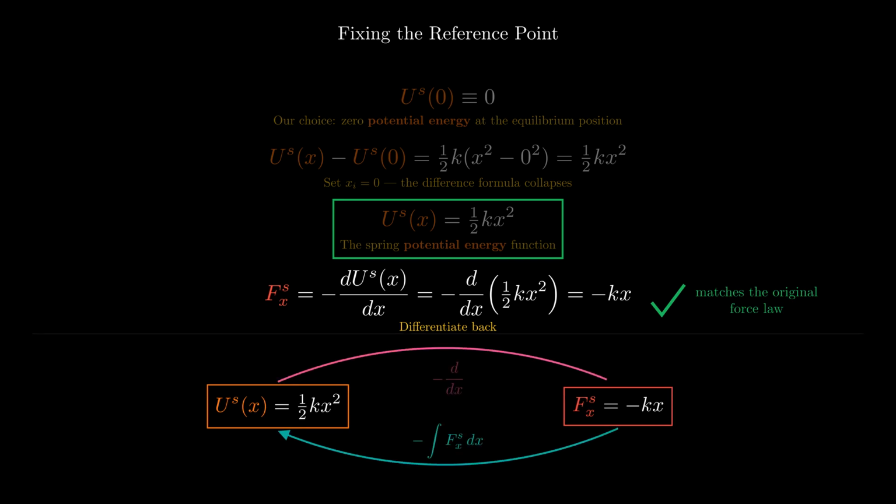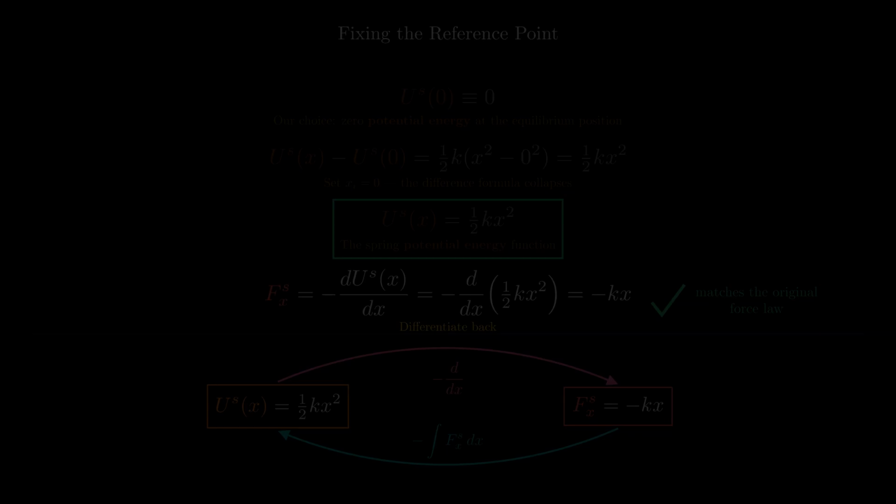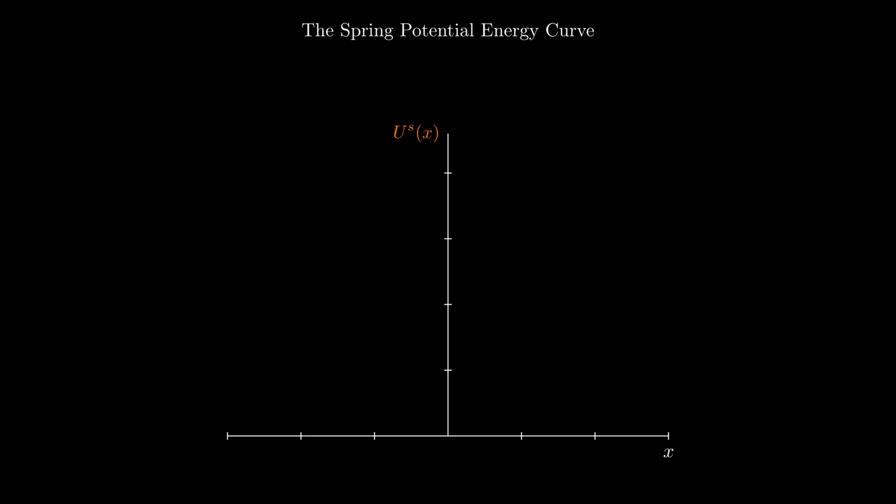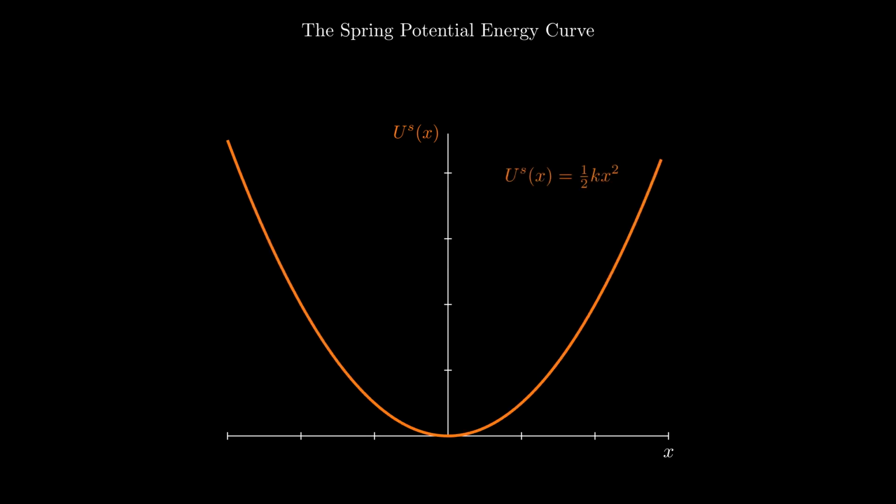Integrate force to get potential energy. Differentiate potential energy to get force back. Now draw the picture that carries the rest of this story. Plot potential energy against position. 1/2 kx squared is a parabola opening upward with its minimum at the origin, where the potential energy is 0. The units on both axes are arbitrary. The shape is what matters.